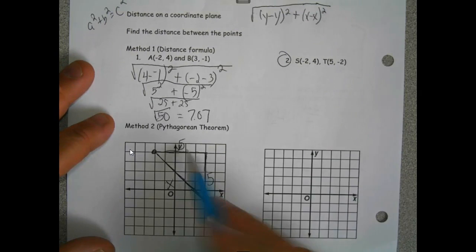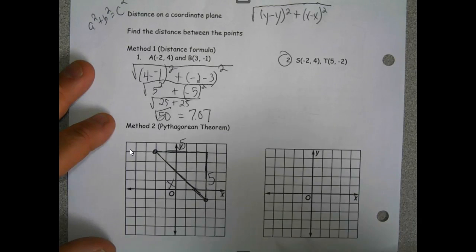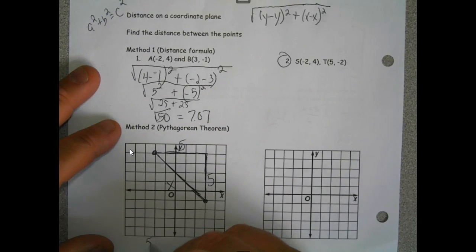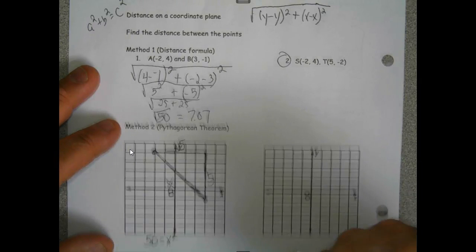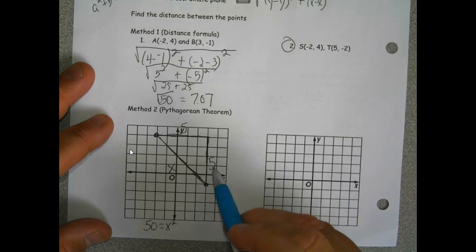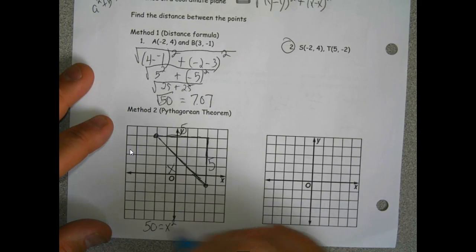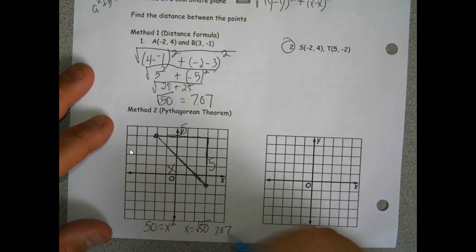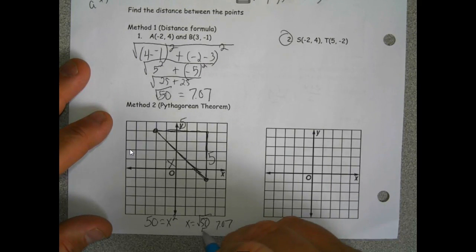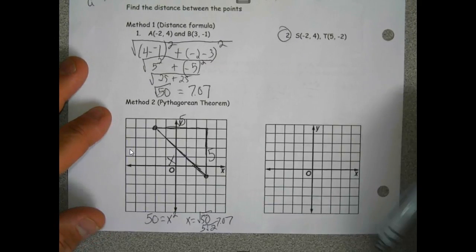So 5 squared plus 5 squared is equal to x squared. So again, 50 is equal to x squared. Because 25 plus 25 is 50, and that's equal to x squared. And then when I take the square root, I get x is equal to the square root of 50. Or 7.07, or 5 times the square root of 2, which is what we'll talk about tomorrow in class.